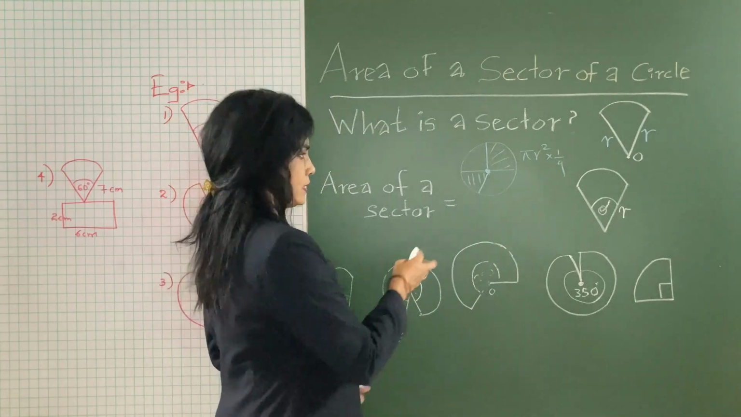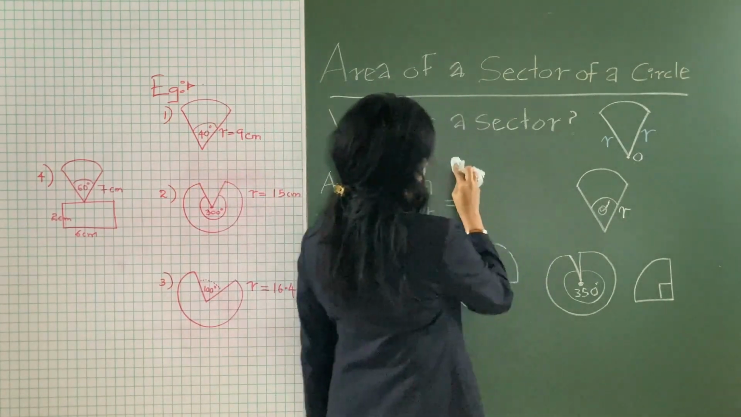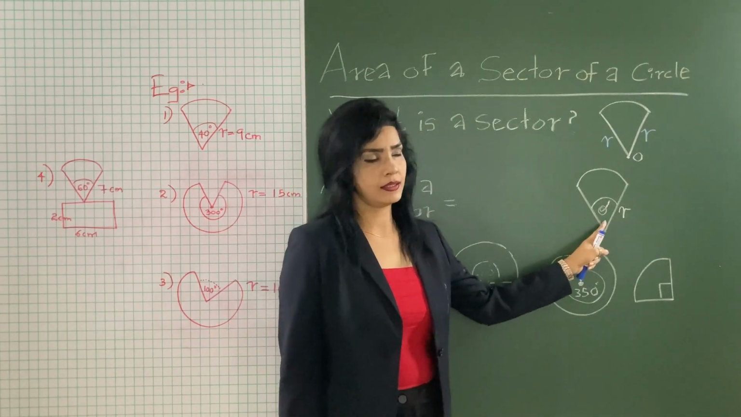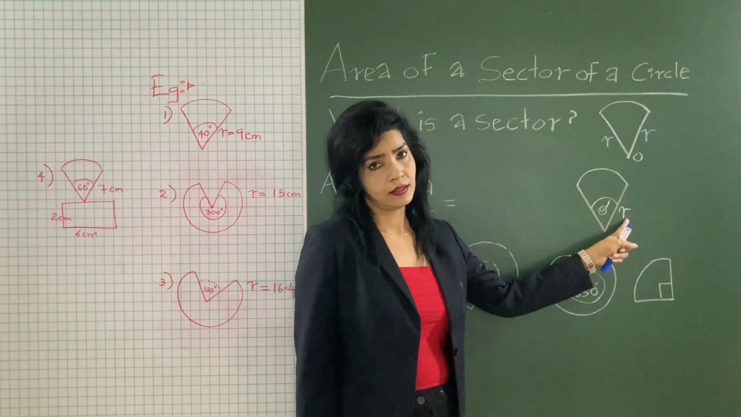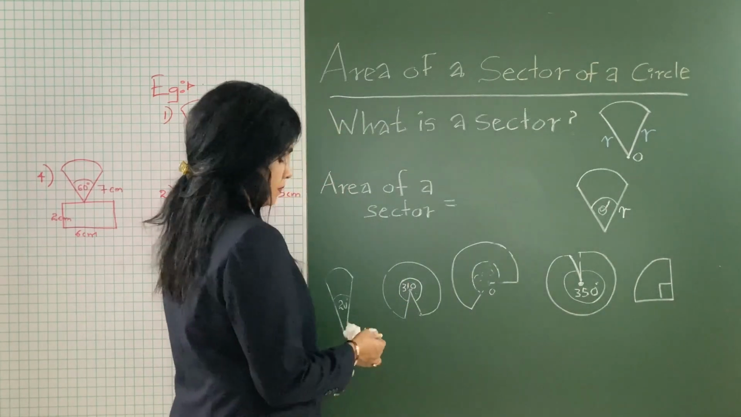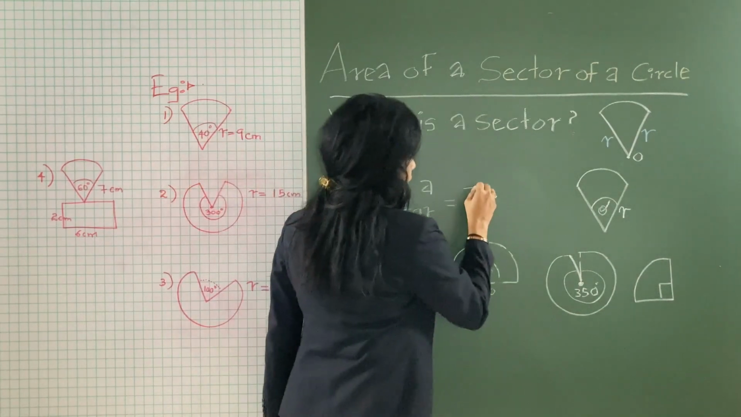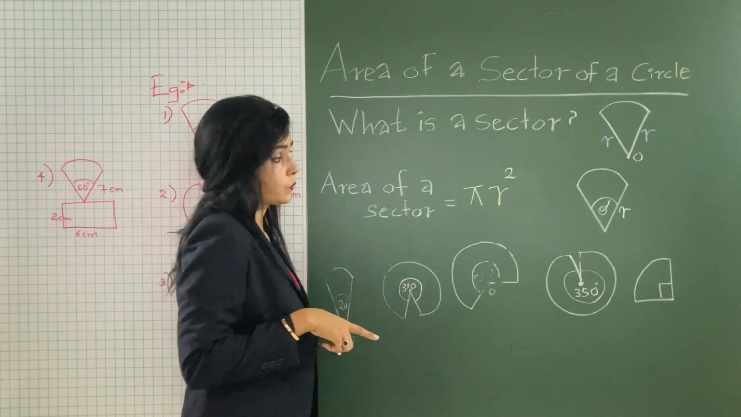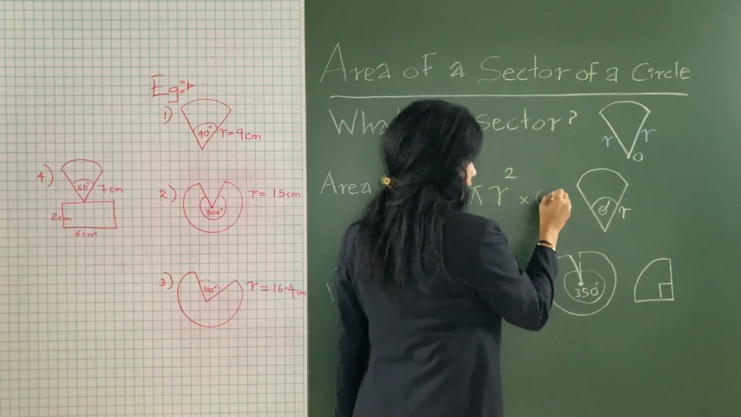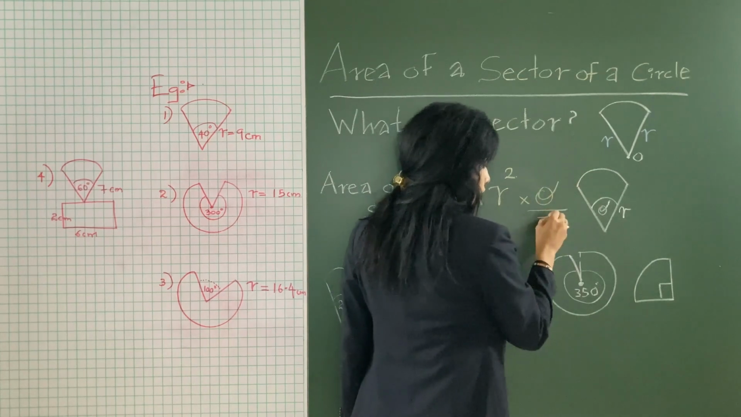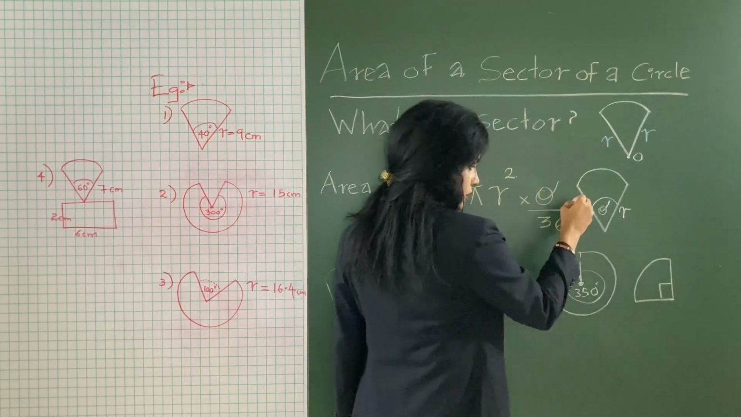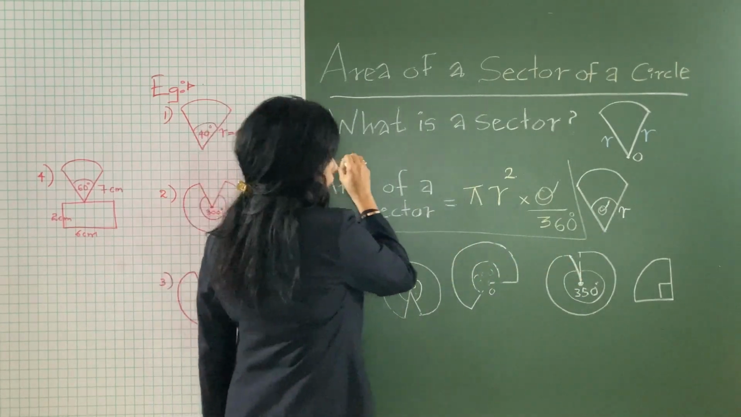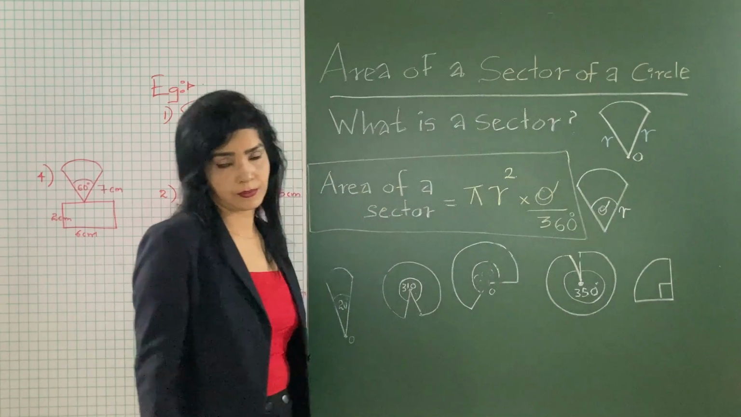Yes, you can assume. Now assume that your angle is theta degrees and the radius is r. Yes, we can form the formula like this. Pi r square for a full circle. And we have theta degrees only out of 360 degrees. Out of 360 degrees, we have only theta degrees.